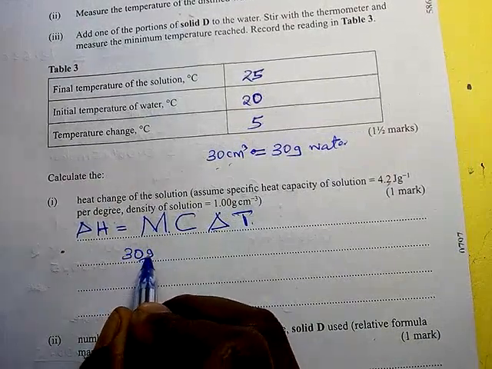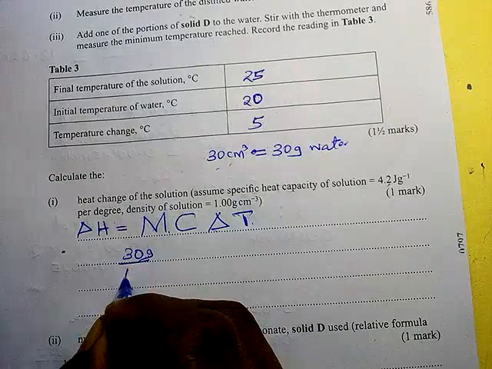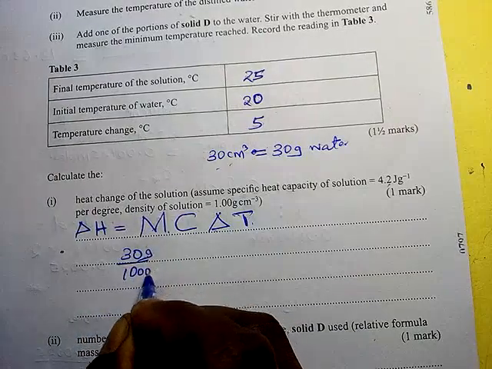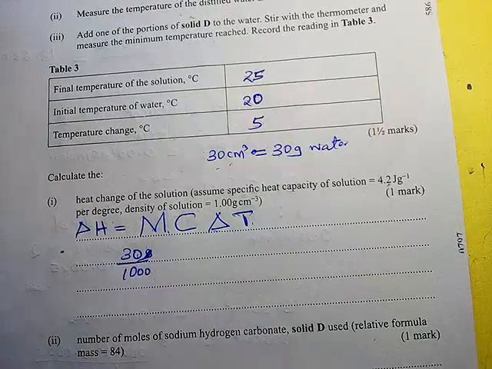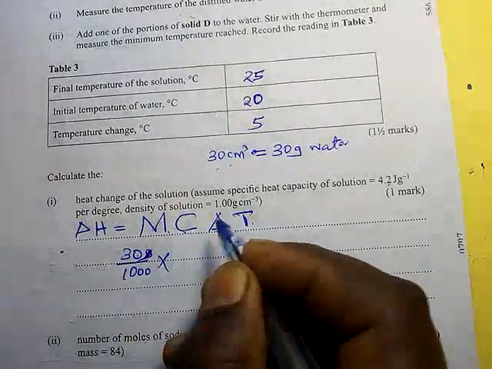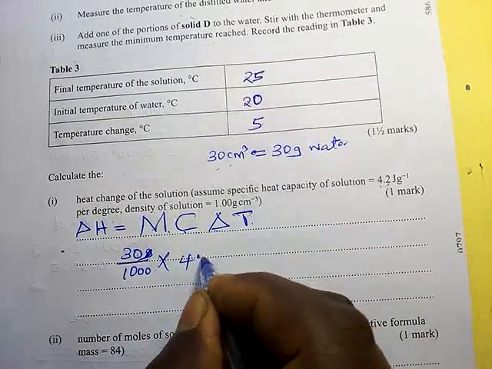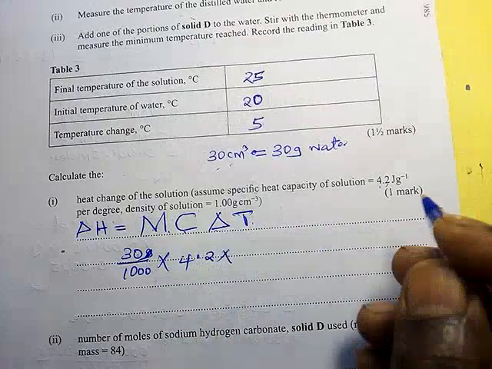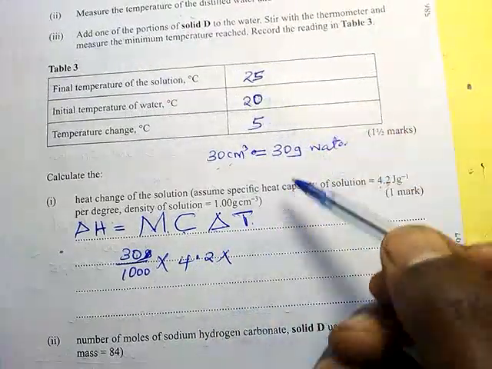But I want to convert this mass into kilograms by dividing by 1,000. Now I will have it in kilograms. And then times specific heat capacity, which has been given here as 4.2, times temperature change. My change in temperature is 25 minus 20, which is 5.